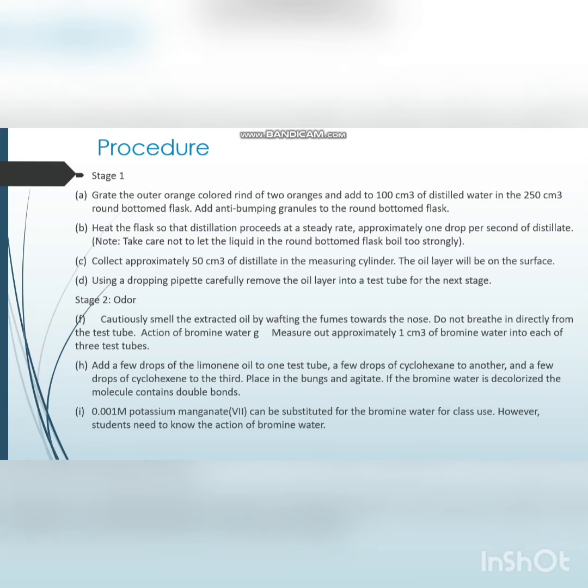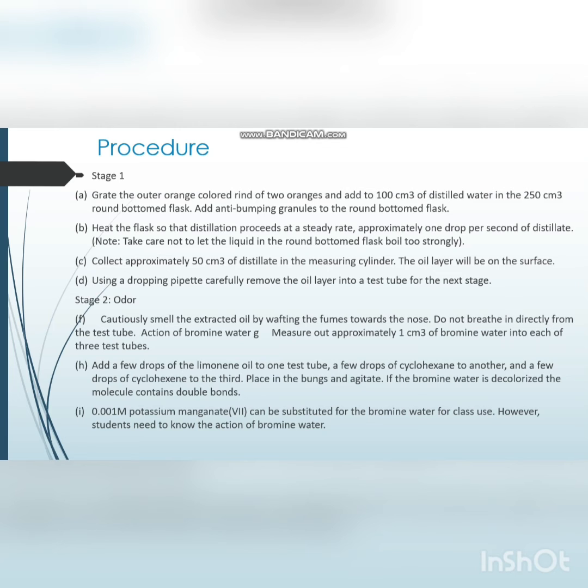Stage 2. Odor. Cautiously smell the extracted oil by wafting the fumes towards the nose. Do not breathe in directly from the test tube. Action of bromine water. Measure out approximately 1 cm³ of bromine water into each of 3 test tubes. Add a few drops of the limonene oil to one test tube, a few drops of cyclohexane to another, and a few drops of cyclohexene to the third.